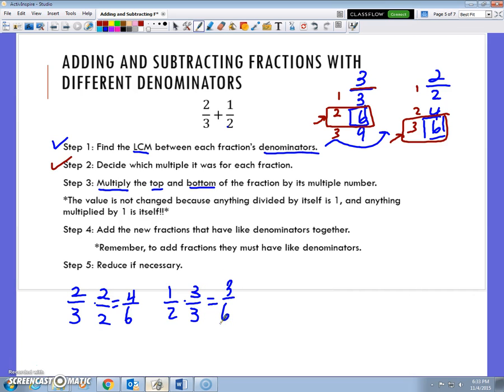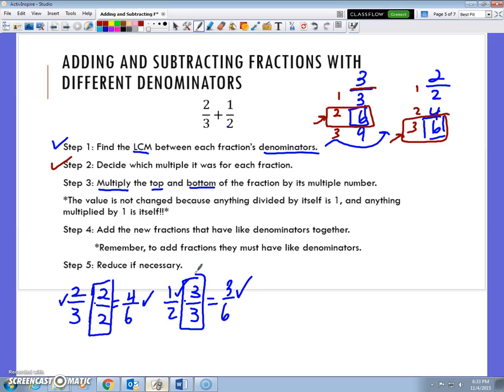Now, what we did was we multiplied by 1. And the identity property says, hey, as long as you're multiplying by 1, it's okay. They mean the same thing. So I know even though I multiplied by this, that 4/6 and 2/3 are the same, and that 3/6 and 1/2 are the same.